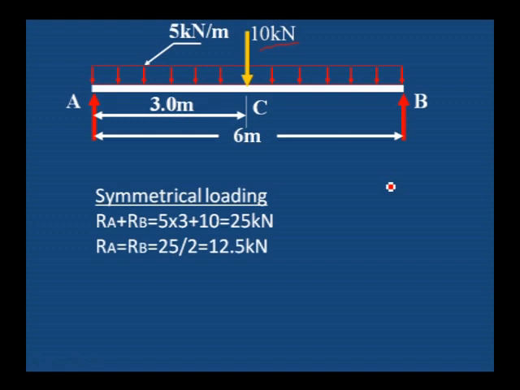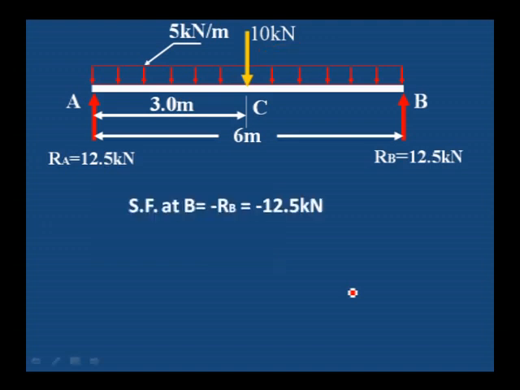You can see here, because this is also symmetrical loading, RA plus RB must be equal to the total load, 10 kilonewton plus 5 into 5 kilonewton per meter. We can consider the total load. Then half of the load is 12.5 kilonewton, which is the reaction at each support.